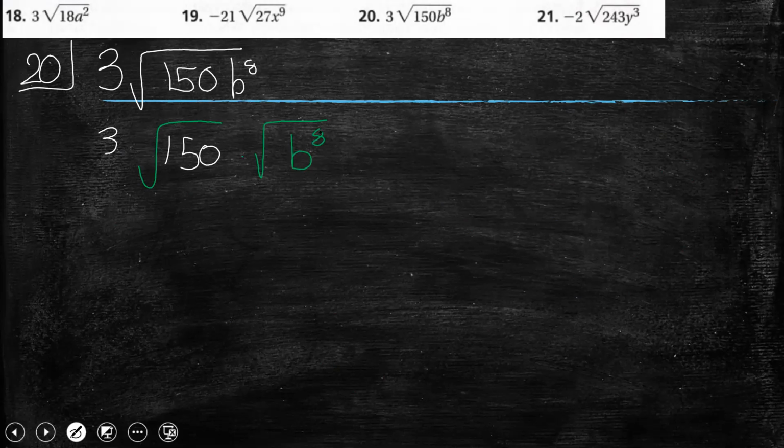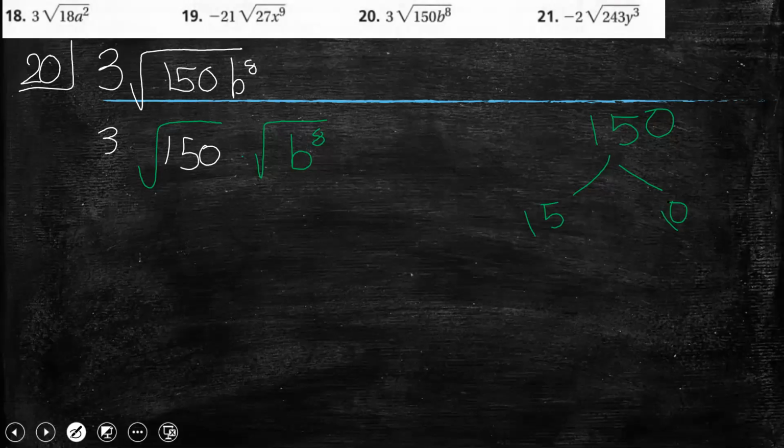Now give me the greatest perfect square number that if you multiply it by another number, you get 150. Think about it. Teacher, 15 and 10. But 15 and 10 are not perfect square numbers. Let's think. We can also use 50 and 3. But 50 is not a perfect square.